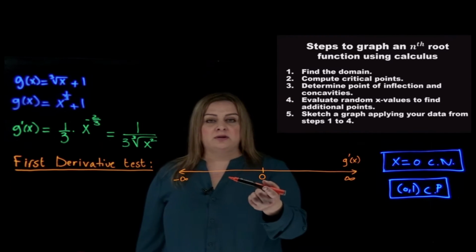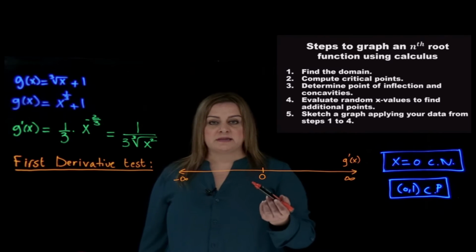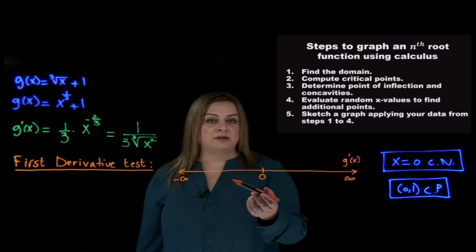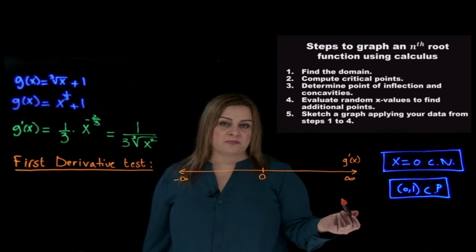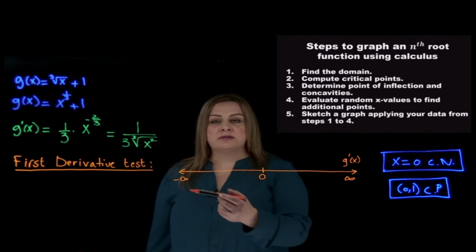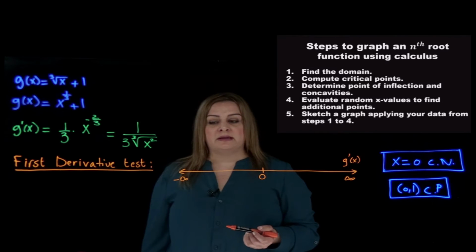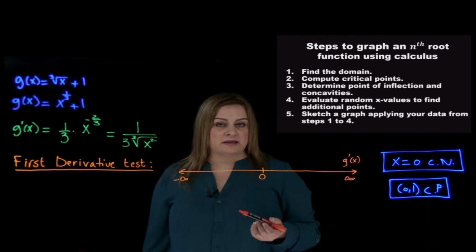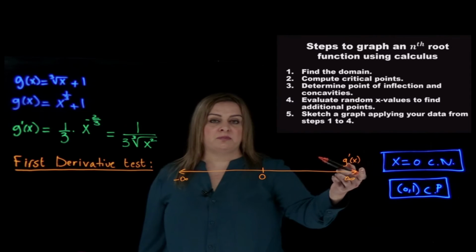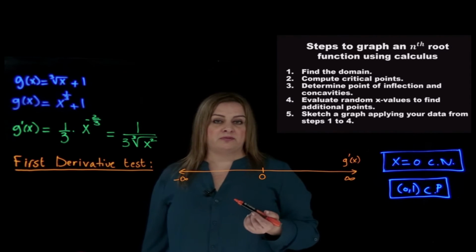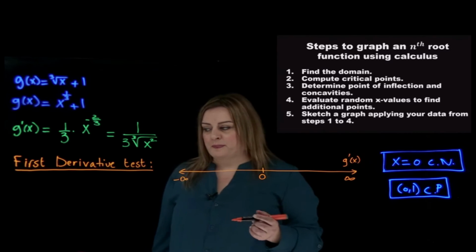Notice that 0, the critical number, has divided my number line into two intervals, negative infinity to 0 and 0 to infinity. I will first consider the interval negative infinity to 0, choose a random value in that interval, evaluate that value in g prime of x, and find out if my slope is positive or negative.